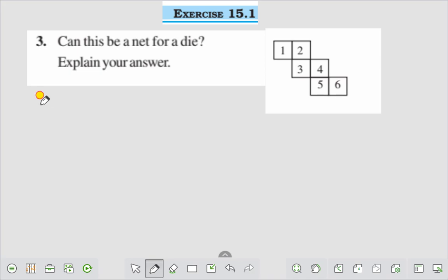No, this is the solution. No, this cannot be a net for a die.